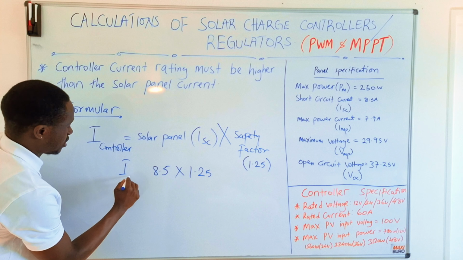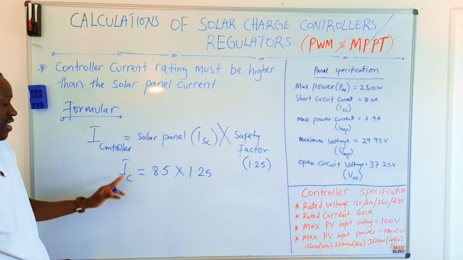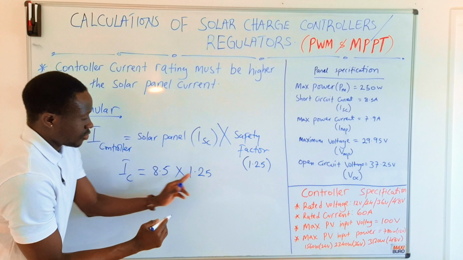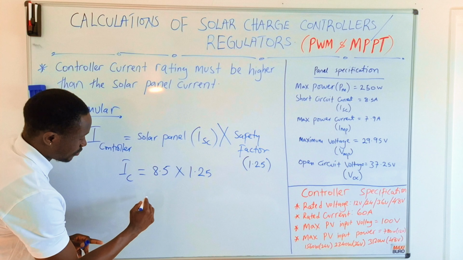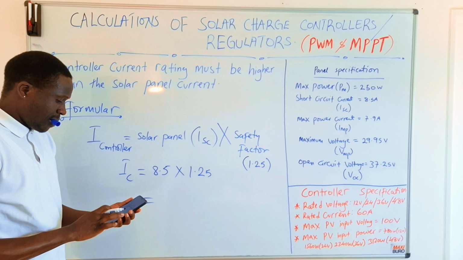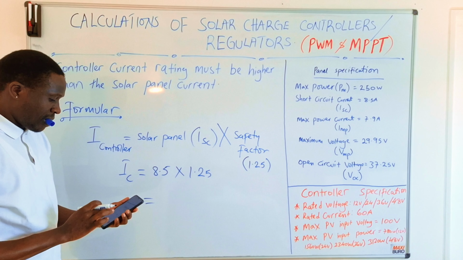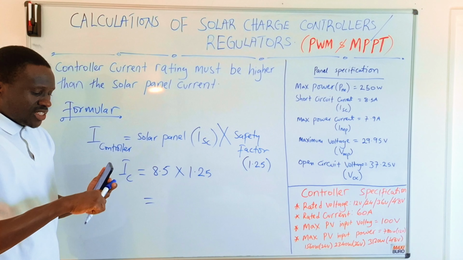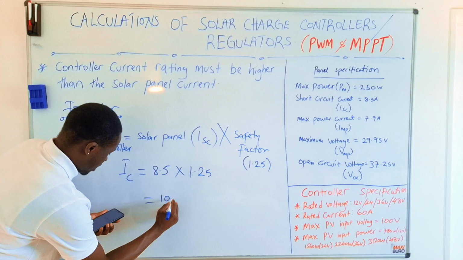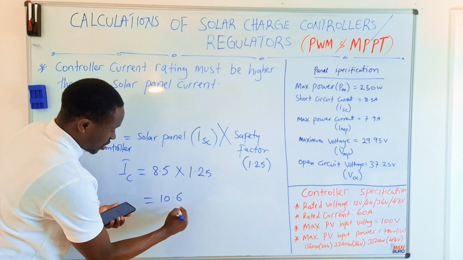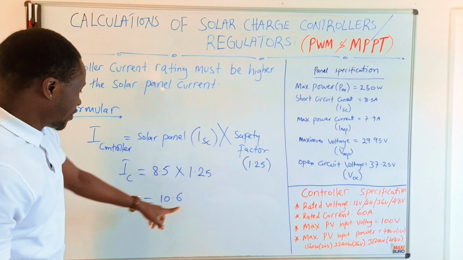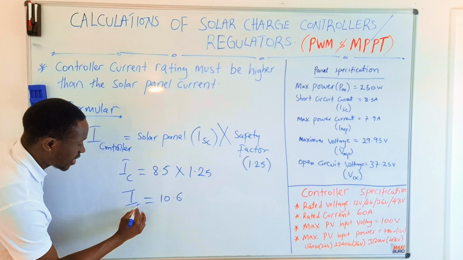This is, let us call it, the controller current. The current then C, which is, now what is the answer here? I would say 8.5 times 1.25. It will give us 10.6. Okay, it will give us 10.6. This is the controller current.